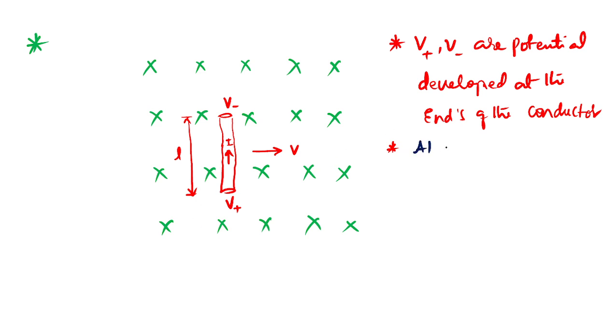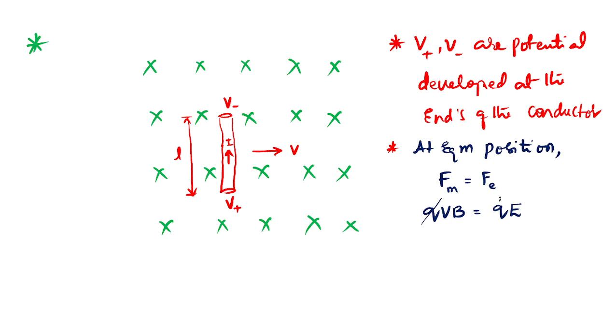At equilibrium position, because potential is developed or not, automatically electric field is also developed. So at equilibrium position, magnetic force is equal to electrostatic force. What can I write here? Magnetic force is equal to electrostatic force. Magnetic force is nothing but, you know already, the formula qvB. And electrostatic force is nothing but what here? Q into electric field. Can I write like that?